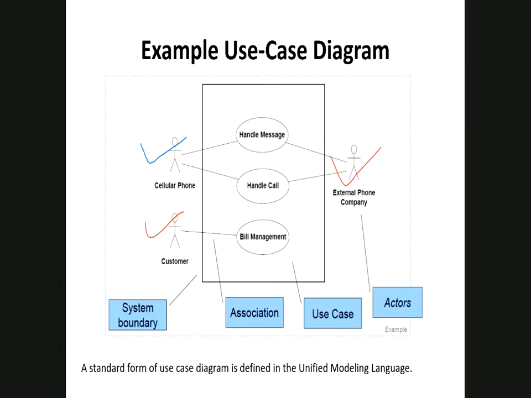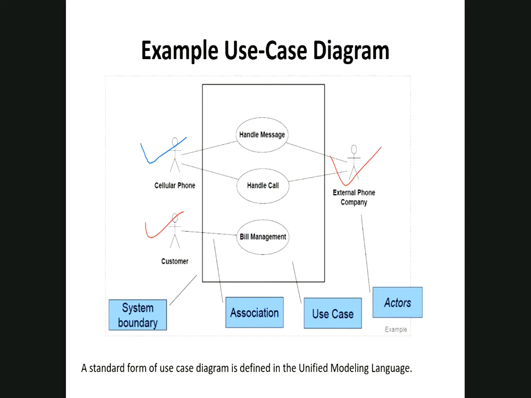Now see here. This actor is not a human being. Here it's a phone, a machine, and here the actor is a human being, and here the actor is an organization. So an actor can be anything, and you see this line. This is called the system boundary, and they are called actors.